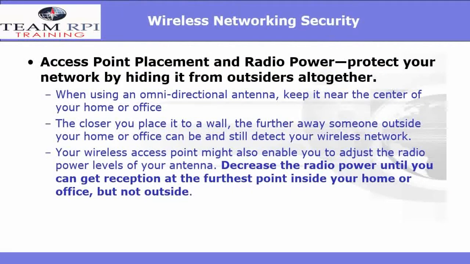The next thing to consider is your WAP placement. Where you put your access points is almost as important as how you configure them. For instance, if you're using an omnidirectional antenna, which means an antenna that broadcasts in all directions, you want to keep it near the center of your home or office. Some of the more expensive wireless access points also allow you to turn up or turn down the radio power levels. What you want to do is decrease the radio power until you can get good reception at the farthest point from the inside of your home or office, but no reception outside.